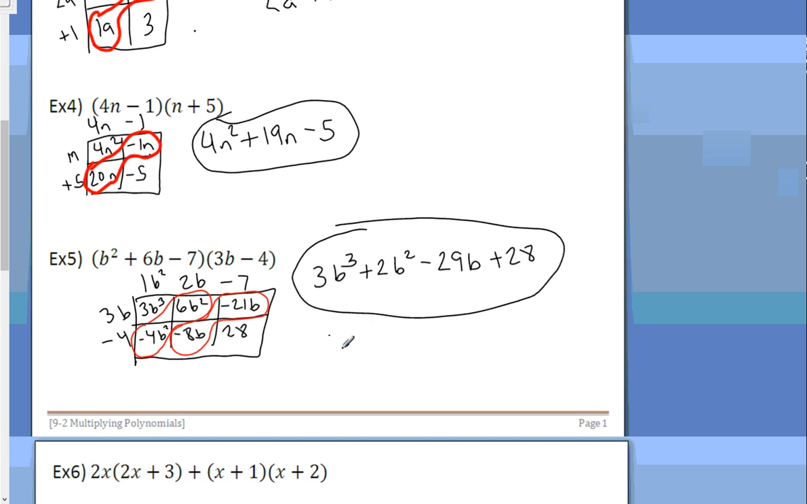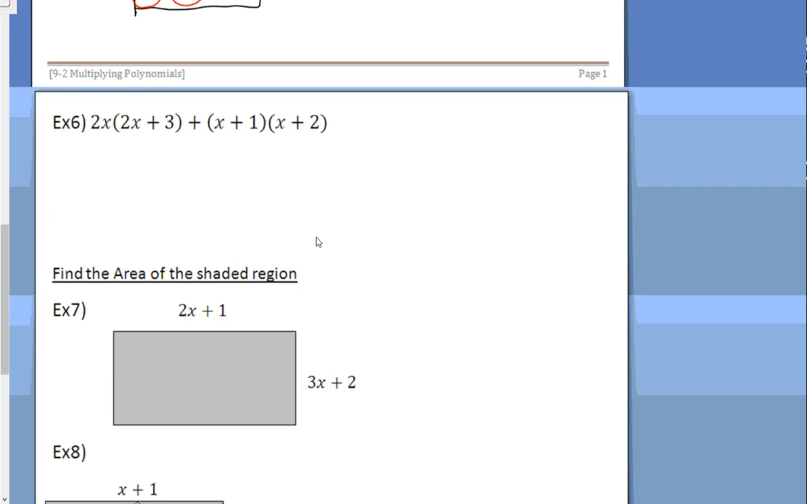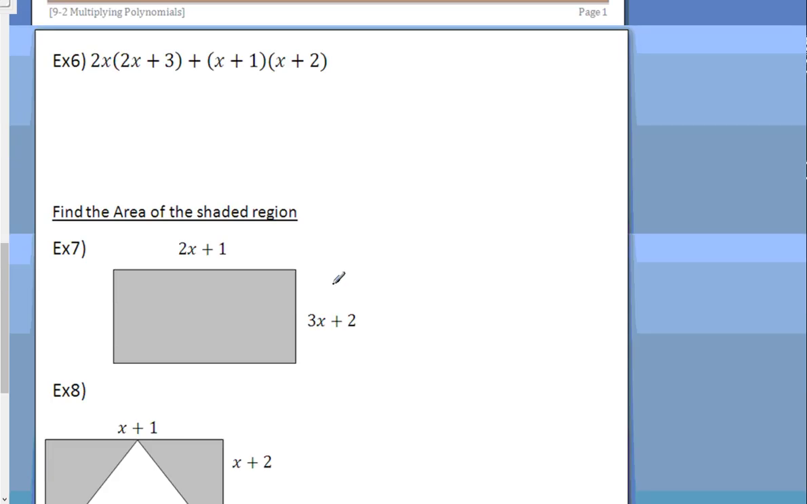All right? Next example. Example 6. In this case, I want you to understand what's happening. You're doing 2x times this, and then you're multiplying this, x plus 1 times x plus 2. So the way I like to look at this problem is I like to do this whole problem by itself, and then I like to do this whole problem by itself, and then I bring the two answers together. Okay?